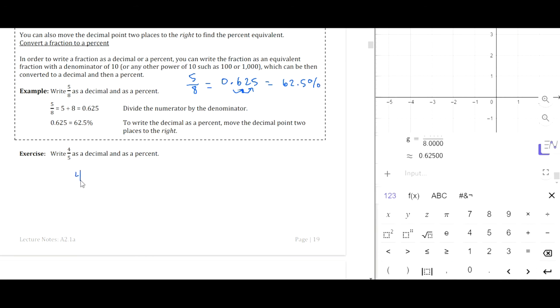One more, 4/5. Let's write it as a decimal. So 4 divided by 5 gives us 0.8. And then if we take that 0.8 and write it as a percentage, the way we do that is we move the decimal point 2 units to the right. So that's going to be 80. And then, of course, we attach the percentage symbol. And we don't want to leave that decimal in there, really, so we'll just leave it as 80%.